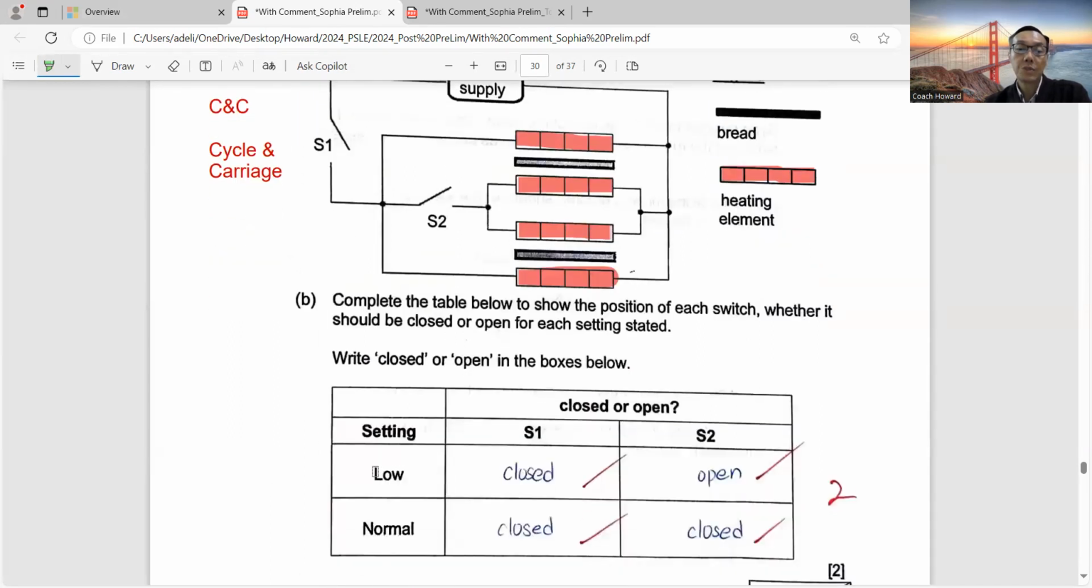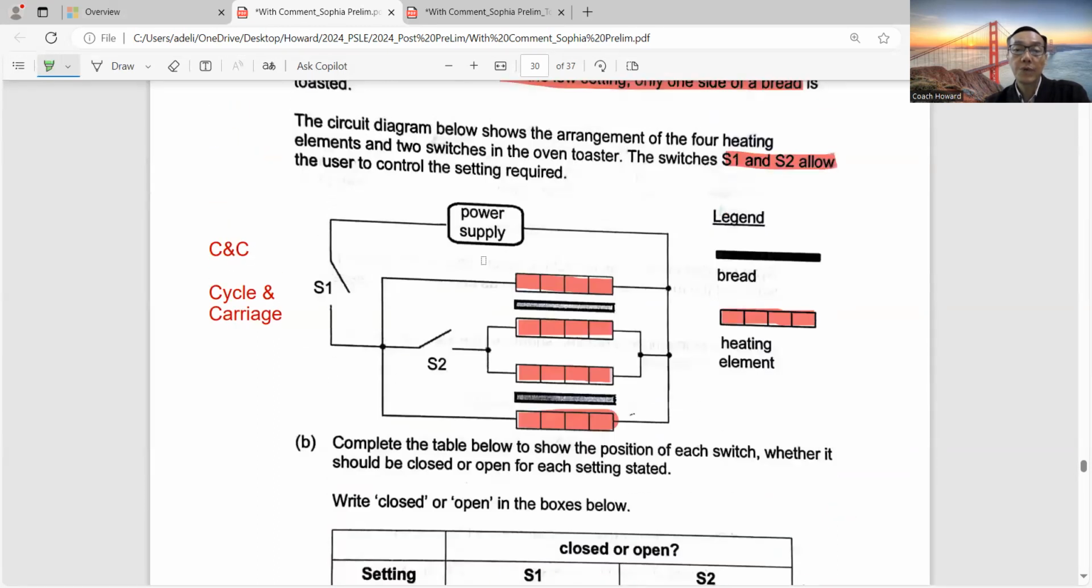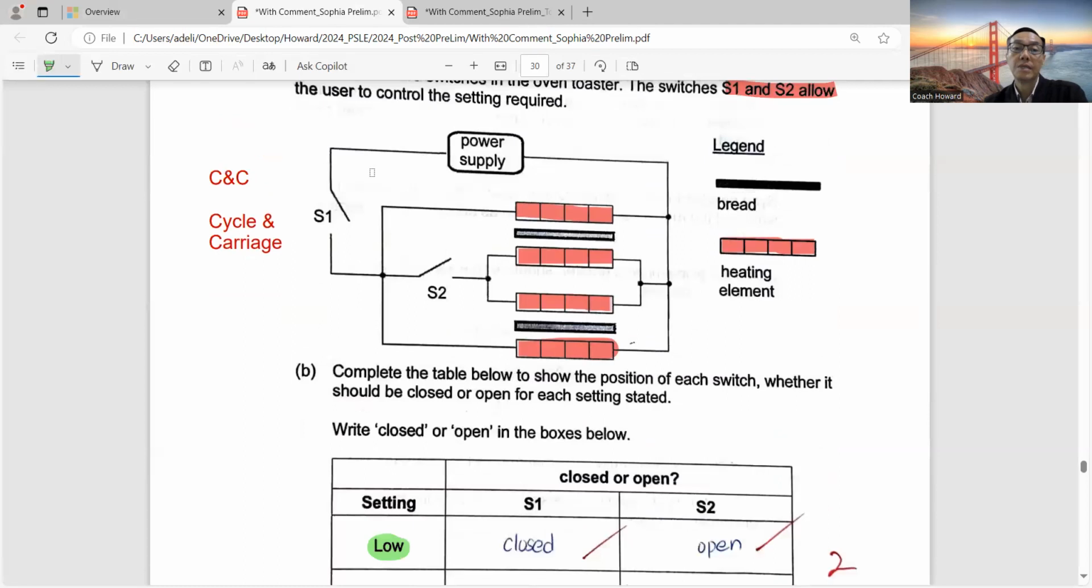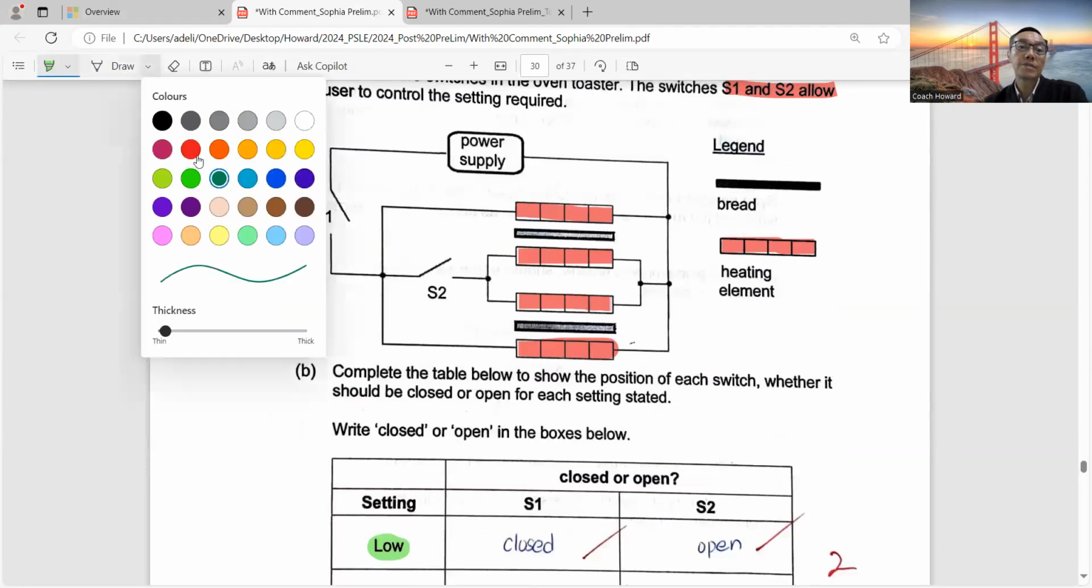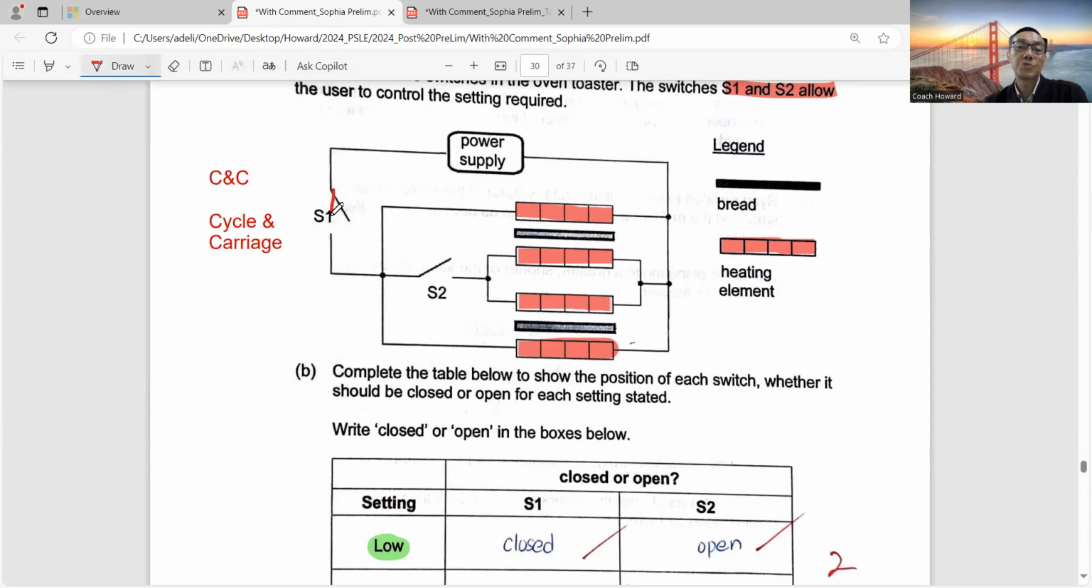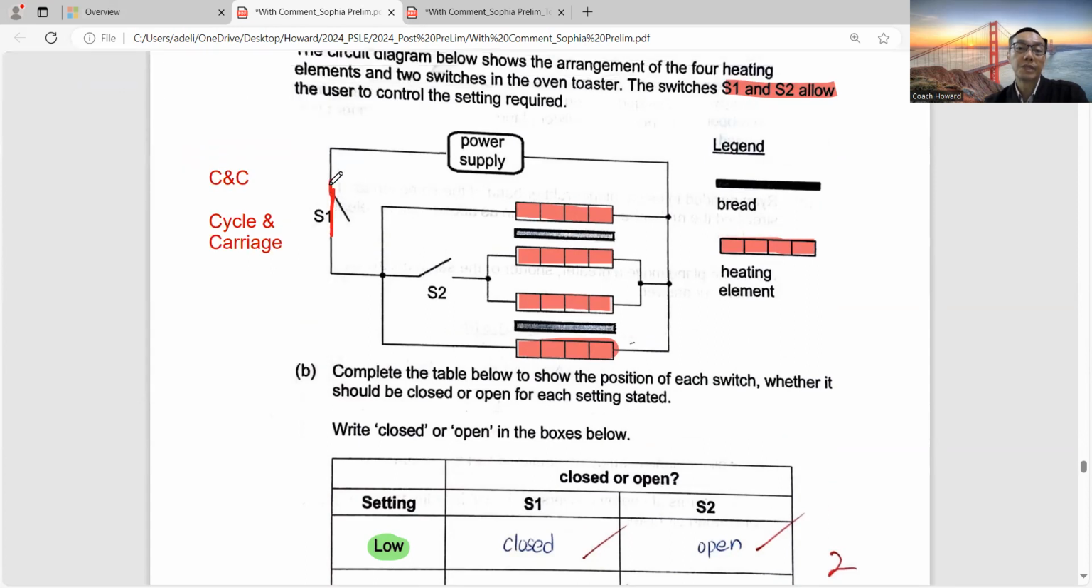So you notice here, this is the low setting. S1, do you know that it definitely must be closed? Because if S1 doesn't close, electricity cannot flow through, correct? So this one is a master switch. It must be turned on. So what happens if you turn on this? You follow the circuit diagram. The electricity comes out from here, right? So you can draw the arrow.